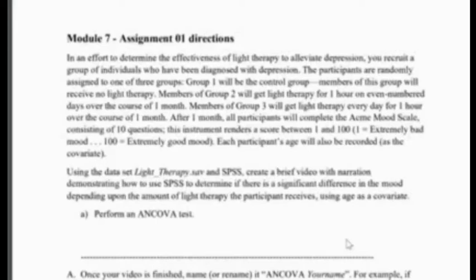So we would just run an ANOVA if we were just wanting to look at how light therapy affected their mood. But we also want to consider if possibly the age of the participants mattered in this. So we wanted to consider a covariate, and that covariate in this case was the age of the participants. So in order to do that, we run an ANCOVA, an analysis of covariance.